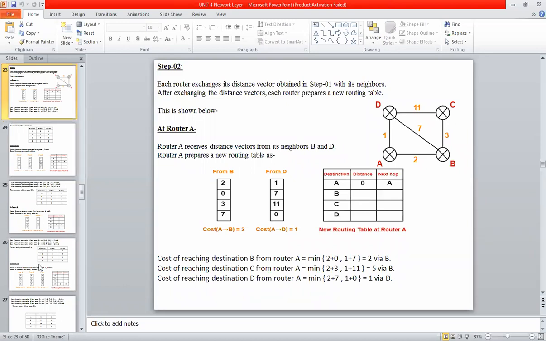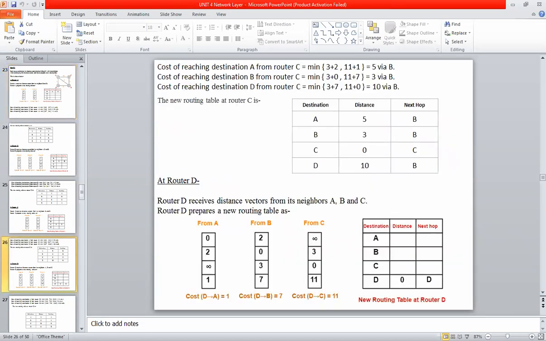Got it? You updated this. You updated this for router C. Similarly for router D, try it. I will give you 2 minutes. Try it first.